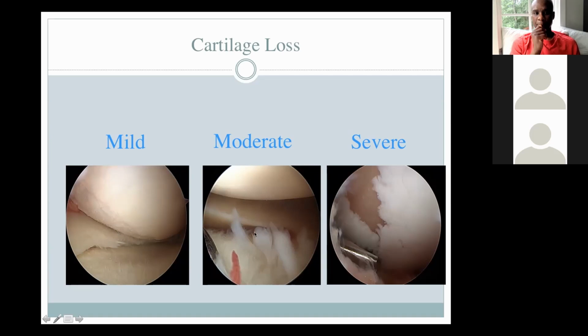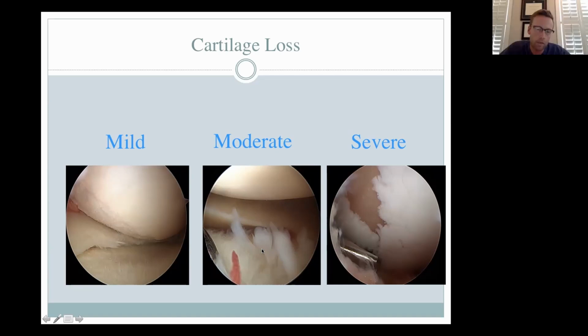If you go to the middle picture, you see more fraying. It kind of looks like a sea anemone, but there's all these fronds. You see thickening of the cartilage. It does not look nice and smooth. And then this is what we call a grade 4 defect, which is the most significant defect, where the cartilage is completely gone and all you see is exposed bone.